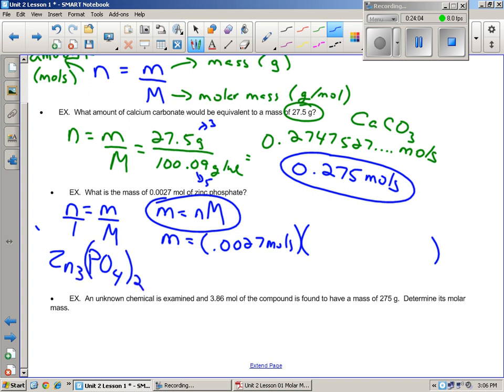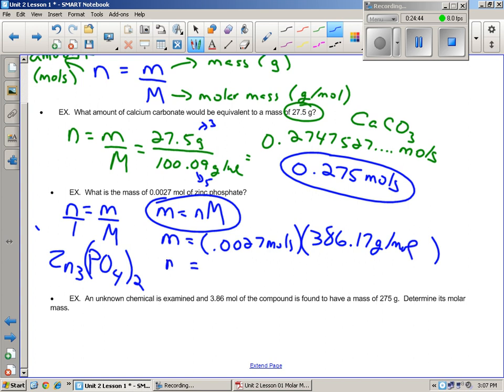And this is step 1 of about, eventually, 7. So this is important. If you get the wrong formula here, everything else is wrong. Zinc phosphate looks like that: 2+, 3-, swap and drop. So I need 3 zincs, 2 phosphoruses, and 8 oxygens. So let's do that. 3 zincs, 2 times 30.97 for phosphorus, and 8 oxygens at 16 each. That's 386.17 grams per mole.